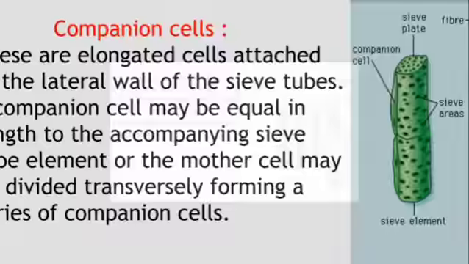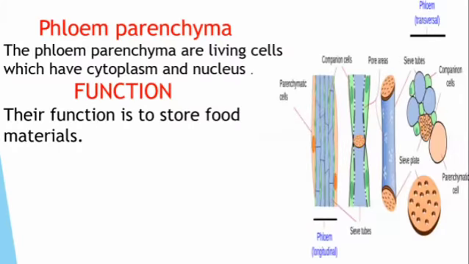Phloem parenchyma. Phloem parenchyma are living cells which have cytoplasm and nucleus. If there is no protoplast, what is it? A dead cell. The presence of cytoplasm means a living cell. The parenchyma are living cells, so their function is always storage of food in the form of starch and fatty acids.